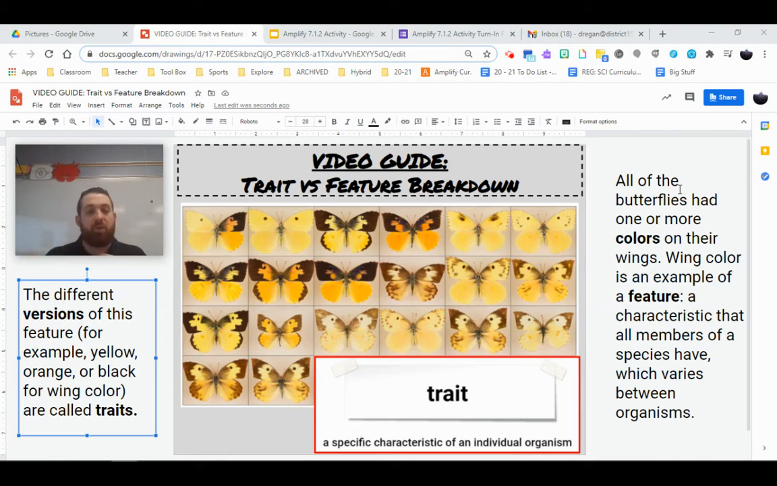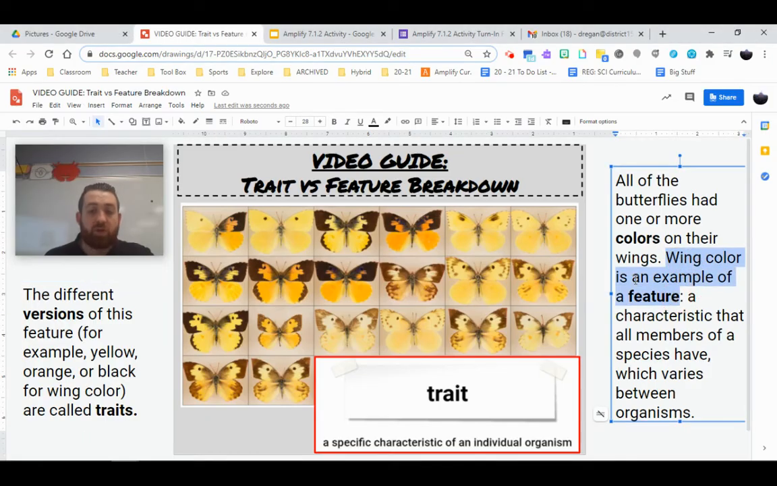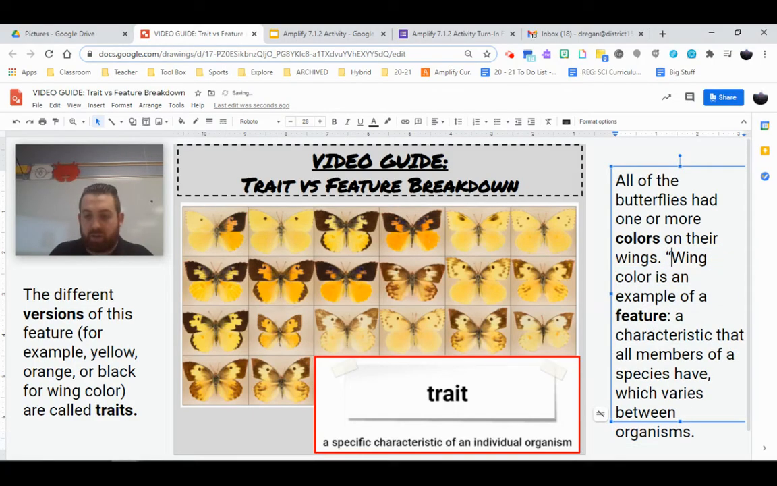Now, in similar thinking, a feature is something that we group within a population to describe big ideas or big observations we have. An example of a feature is this population of butterflies, which all have one or more colors on their wings. So an example of a feature with this specific population would be its wing color. The wing color is the actual feature.